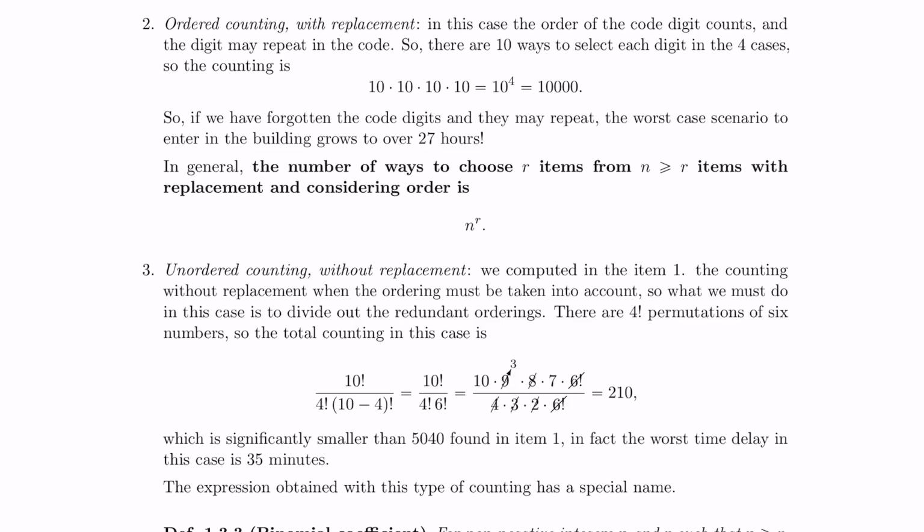Abstracting what we have just said in a more general situation, we have that the number of ways to choose r items from n items with replacement and considering order is n to the power r.